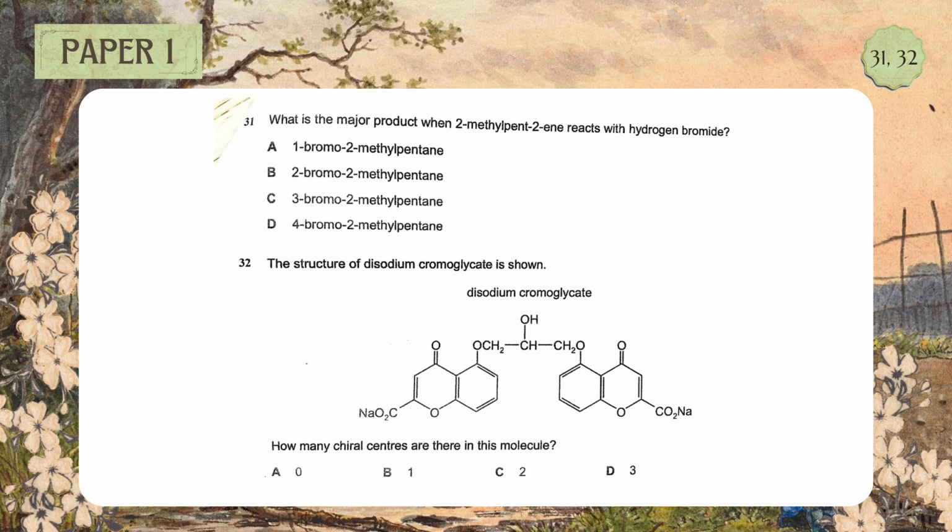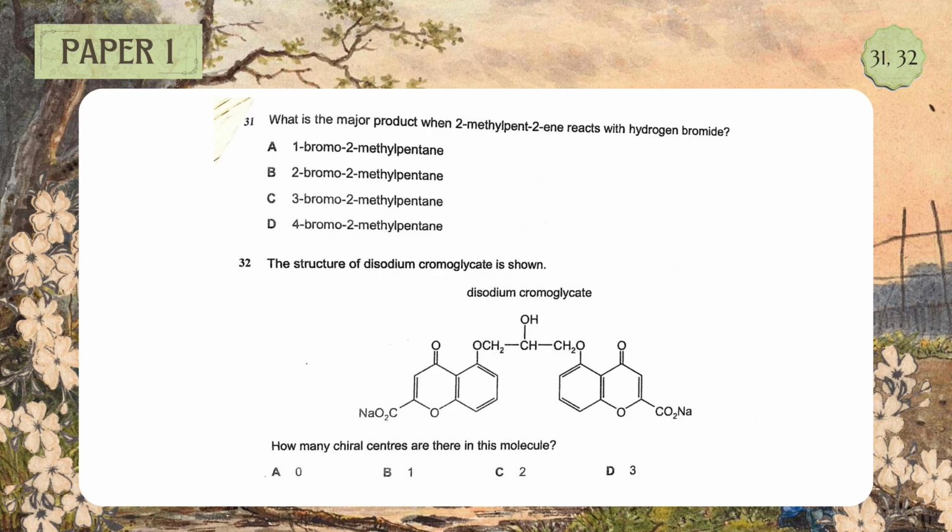The hydrogen atom attaches to the double-bonded carbon that already has more hydrogens, while the bromine attaches to the more substituted carbon. Let's look at the double bond between carbon 2 and carbon 3. Carbon 2 is bonded to two methyl groups. Carbon 3 is bonded to a hydrogen and an ethyl group. According to the rule, the H goes to carbon 3 and the Br goes to the more substituted carbon 2.